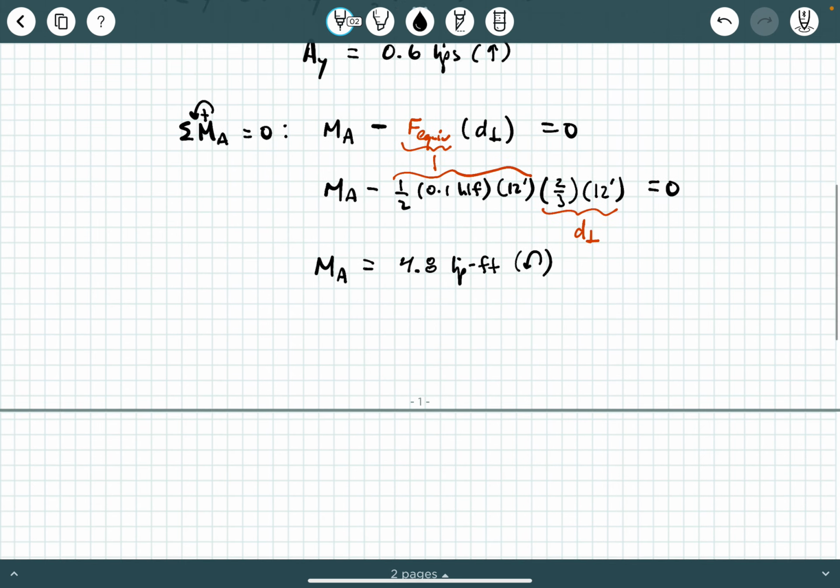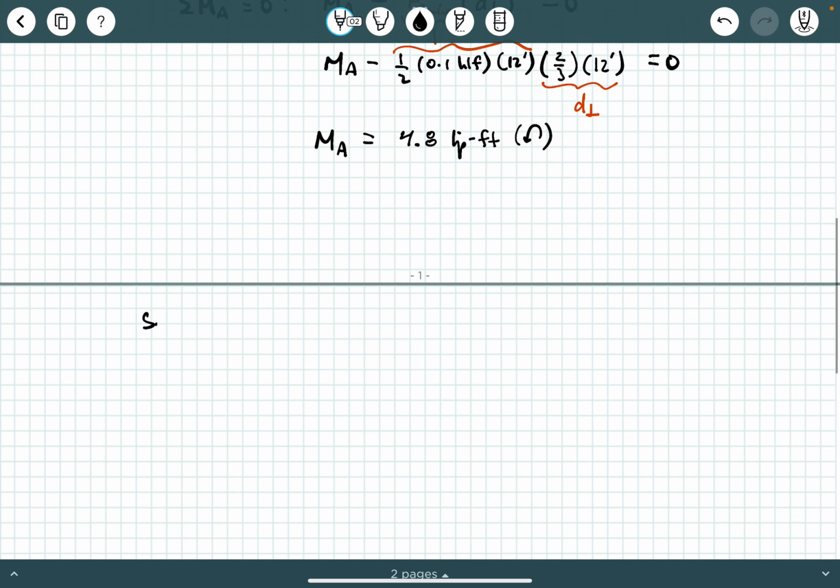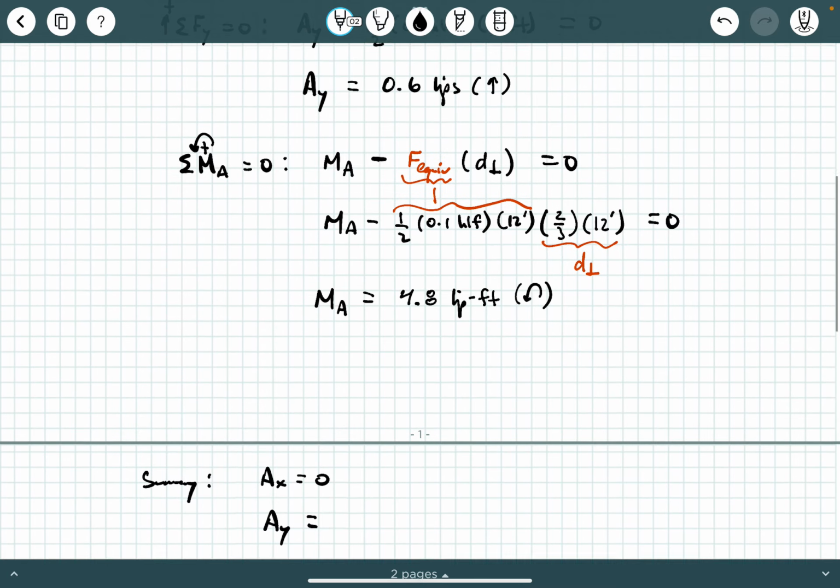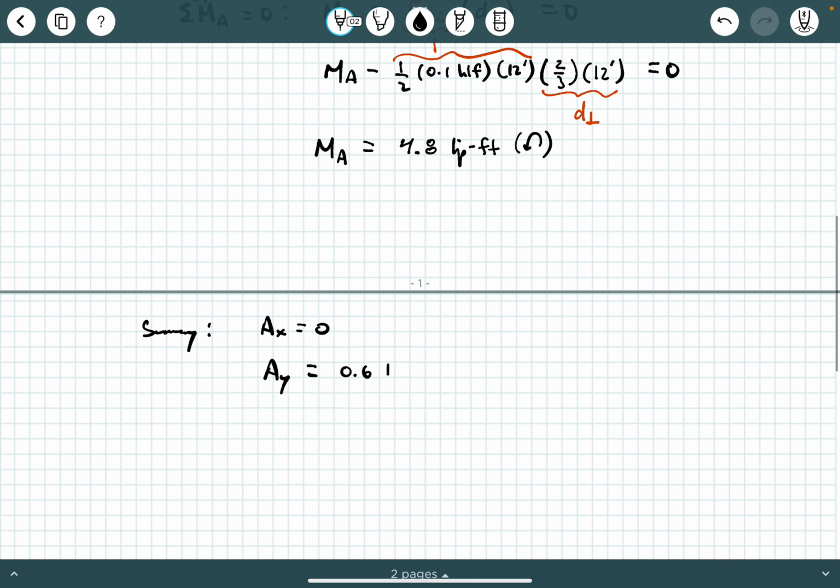So finally, if I write a summary here, what will I have? AX is 0. AY, I believe, was 0.6 kips reacting upwards, and MA is 4.8 kip feet reacting counterclockwise.